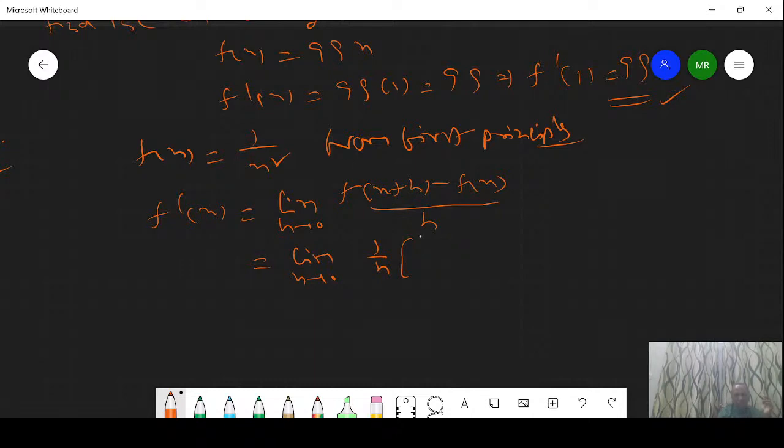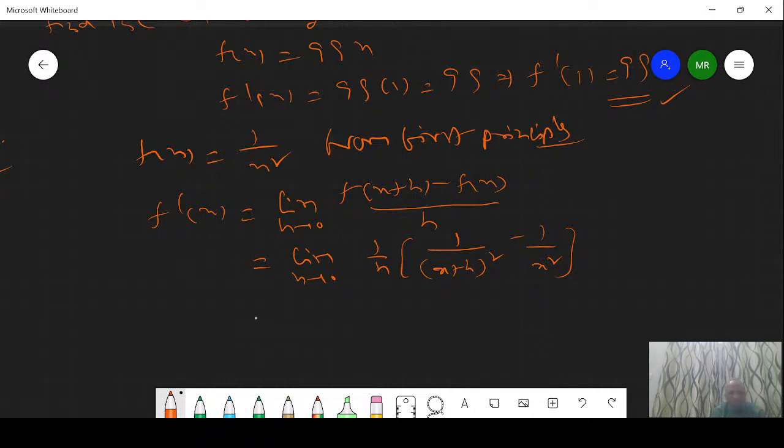What is f(x+h)? 1 by (x+h) whole square. Correct? Observe here. This is f(x), meaning 1 by x square. For f(x+h), replace x with x+h. So 1 by (x+h) whole square minus 1 by x square. It comes like this. Correct.